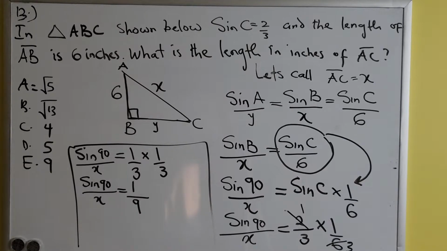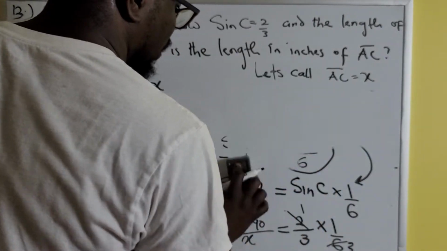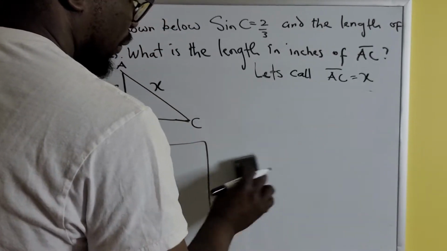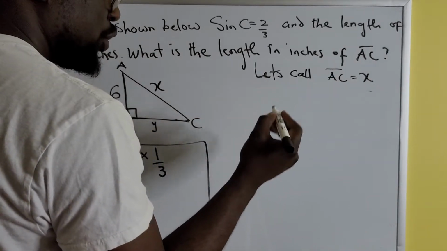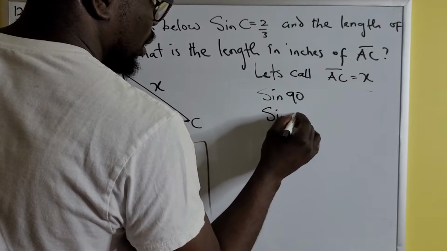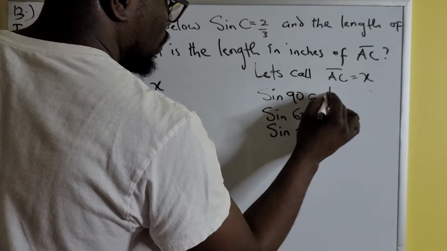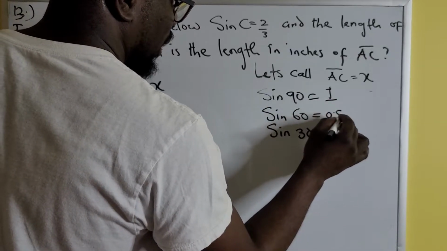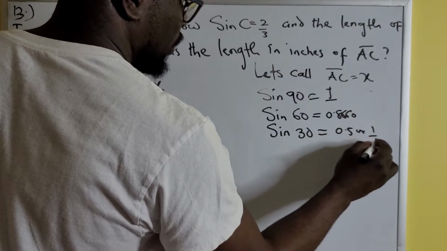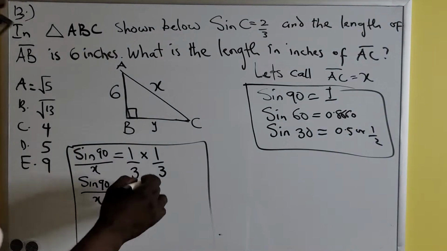But if you don't want to use a calculator, it is very good to have this information in your head. If you can memorize them, they're going to come in handy when you have situations like this. The ones you should know often are sine 90, sine 60, and sine 30. Sine 90 is equal to 1. Sine 60 is 0.8660, I think. And sine 30 is 0.5 or half. So these are standard things that you can memorize on your own. Anyway, so sine 90 is 1.